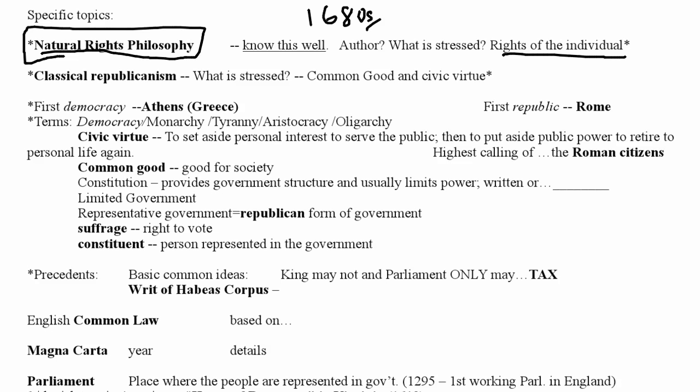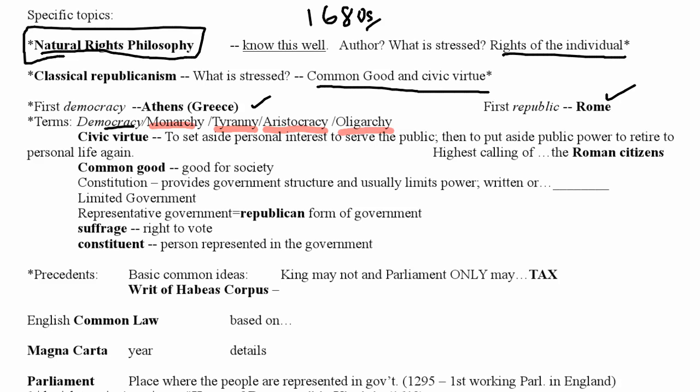Classical republicanism, common good, and civic virtue is stressed as opposed to the rights of the individual. Go through those notes on that. First democracy is in Athens, first republic is in Rome. Know the terms democracy, monarchy, rule by many, rule by one grabbing power. Aristocracy is ruled by the elite. Oligarchy is ruled by a few.